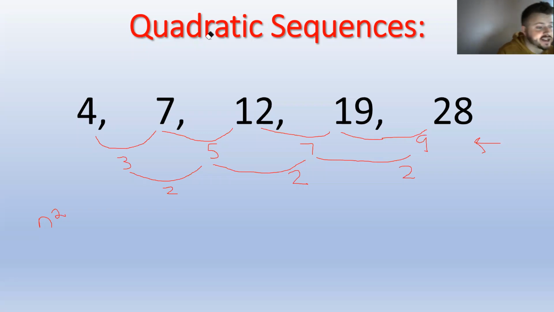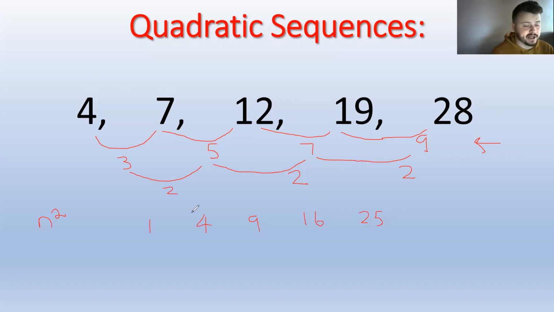Now what I need to do is write out the sequence of numbers relevant to n squared. So for example, 1 squared and 2 squared and 3 squared. So 1 squared would be 1, 2 squared would be 4, 3 squared would be 9, 4 squared would be 16, 5 squared would be 25. I've written 5 numbers because it corresponds to the 5 numbers of the sequence that we started with.